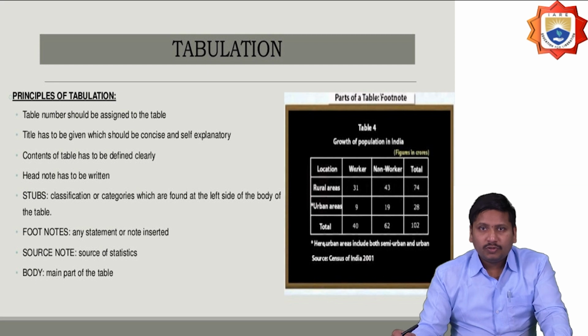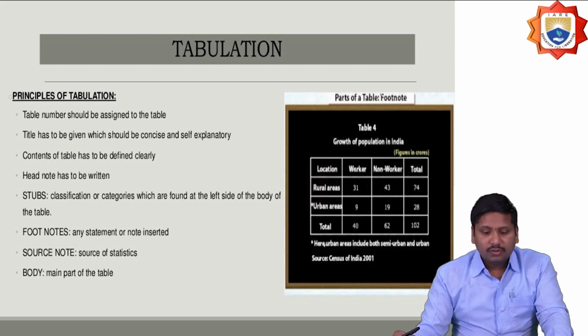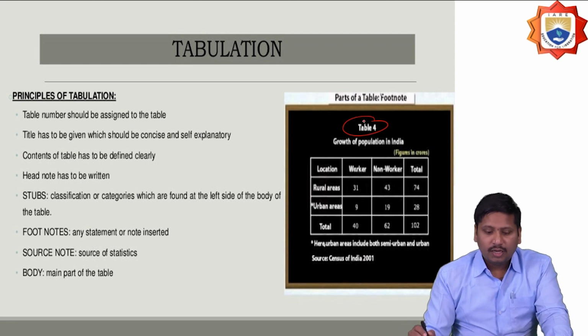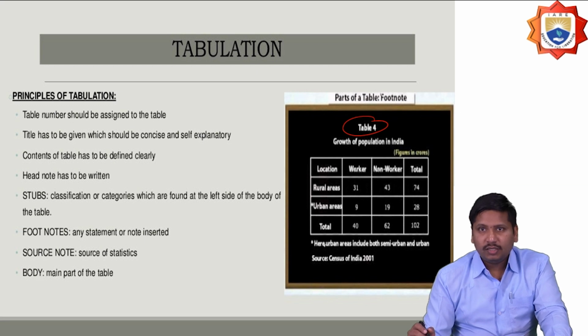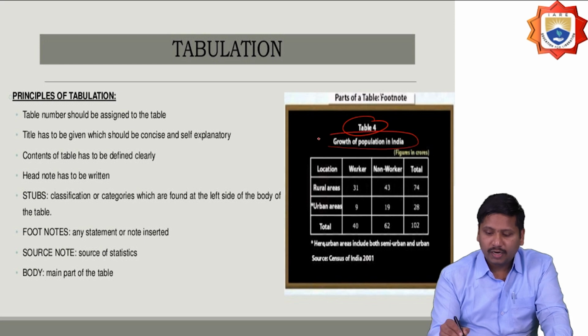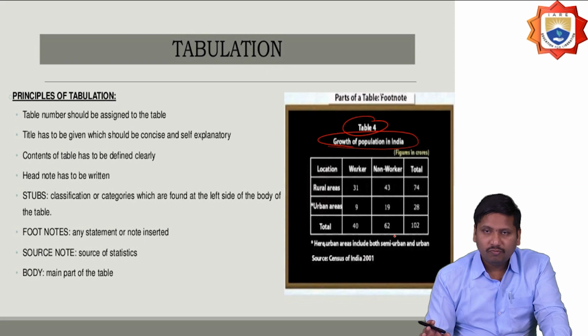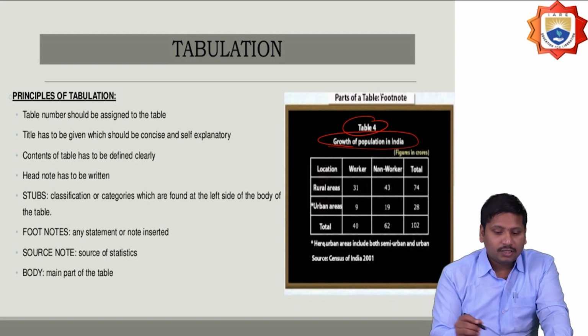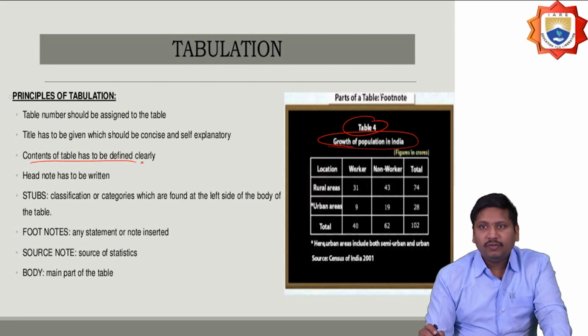So what are the principles of tabulation? The table should be assigned a table number, and a title has to be given, which should be concise and self-explanatory. That means we provide a title to the table, with a brief description of what the table is referring to, and the contents of the table have to be defined clearly.